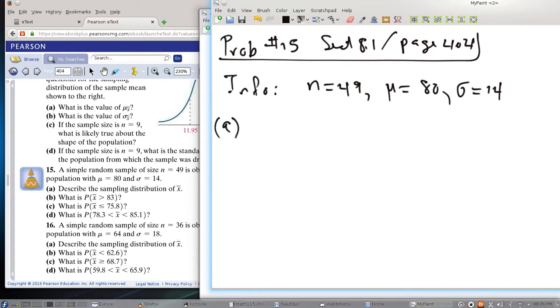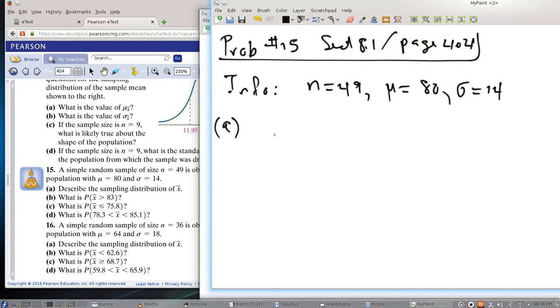So here we are asked to describe and interpret the sampling distribution of the sample mean. That's what X bar is. The distribution of X bar is the distribution of the sample mean. And so we have to somehow describe the values of them, and pretty much the equation that I gave you earlier directly applies to answer this question.